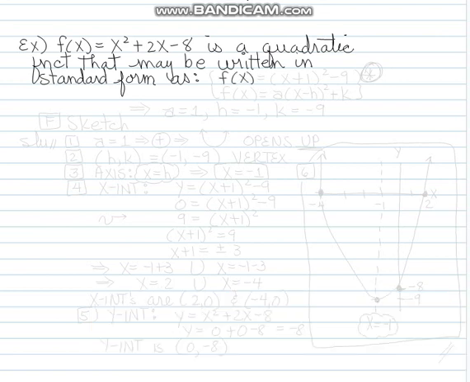f of x equals (x plus 1) squared minus 9. We'll compare that to f of x equals a times (x minus h) squared plus k to determine what the values are. The a value is a number multiplying in front of the parenthesis, it's an invisible 1. And the h value is a number being subtracted from x, it is negative 1. And the k value is a number being added at the end, it's negative 9. Be very careful with the signs on that.